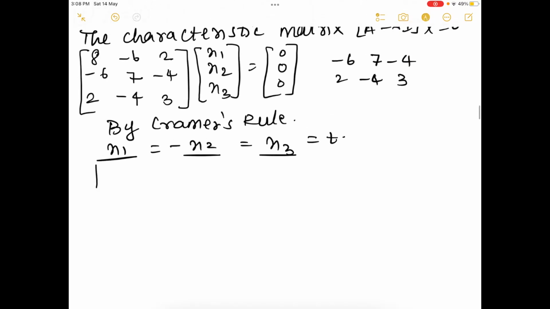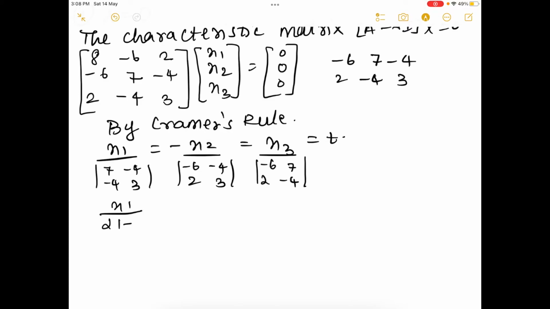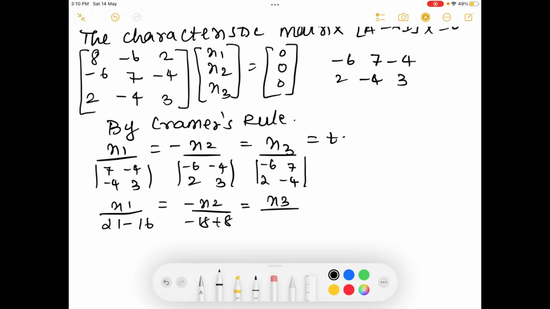So here we will be having 7, minus 4, minus 4, 3, and for x2 it will be minus 6, minus 4, 2, 3, and for x3 it will be minus 6, 7, 2 and minus 4. We go ahead and solve it. So it would be x1 upon 21 minus 16 equals minus x2 upon minus 18 plus 8, x3 upon minus 6 minus 4, that is 24 minus 14, equals t.